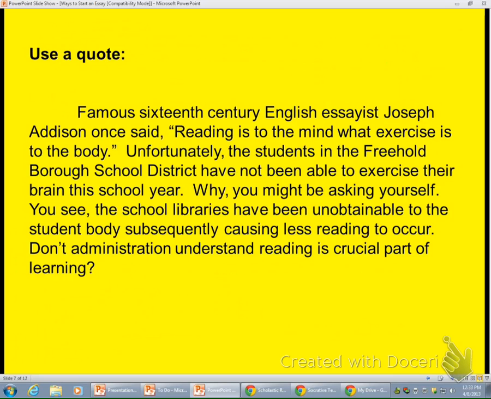So you have to make sure when you're using a quote that you relate it and incorporate it to your thesis. So this one says, famous 16th century English essayist Joseph Addison once said, reading is to the mind what exercise is to the body. So I start off with a quote, I incorporated the quote in there, but now I'm relating it. Unfortunately, the students in the Fillborough School District have not been able to exercise their brain this school year. Why, you might be asking yourself? You see, the school libraries have been unobtainable to the student body, subsequently causing less reading to occur. Don't administration understand? Reading is a crucial part of learning.